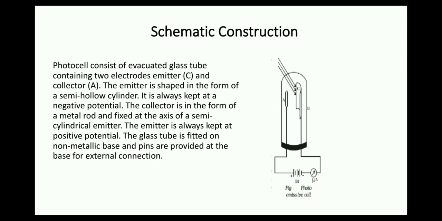This is a photoemissive cell. On the base there are batteries which have been provided to it. The collector C is where the light is falling, and there are two electrodes A and B.